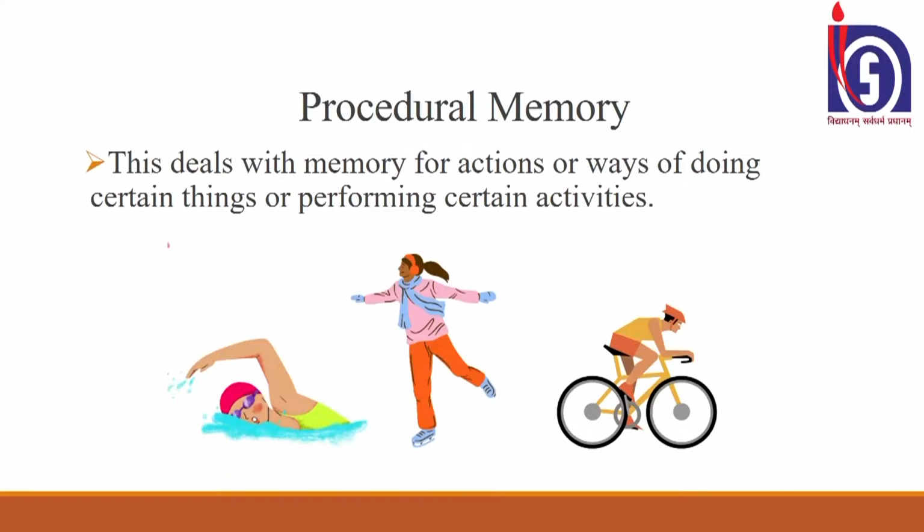Next we talk of procedural memory. So this deals with the memory for actions or ways of doing certain things or performing certain activities. For example, you might have learned to swim. So it is also an action. What are the steps in terms of learning to swim?